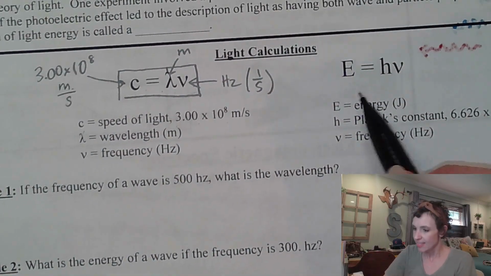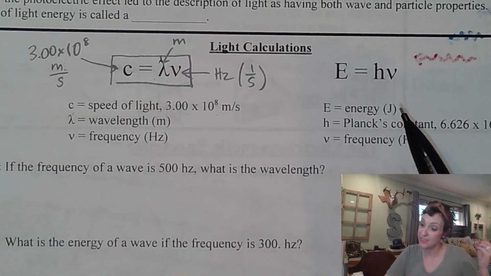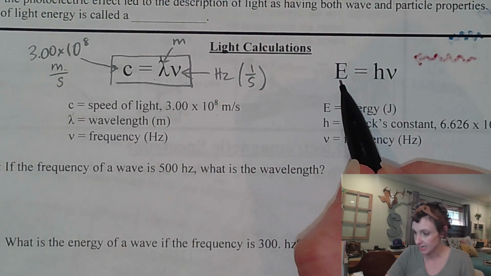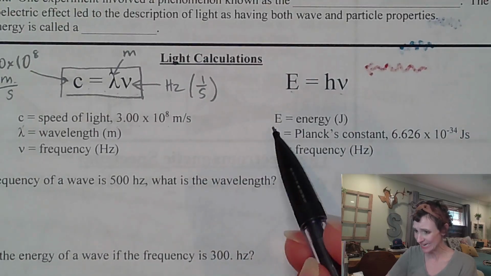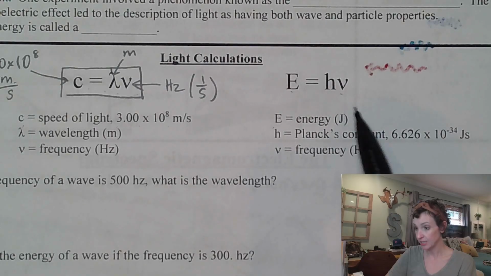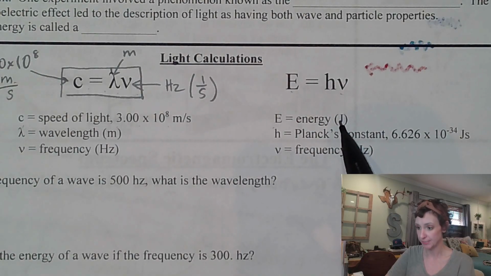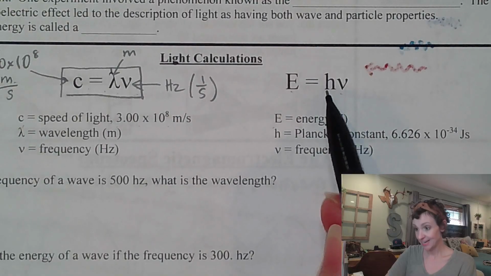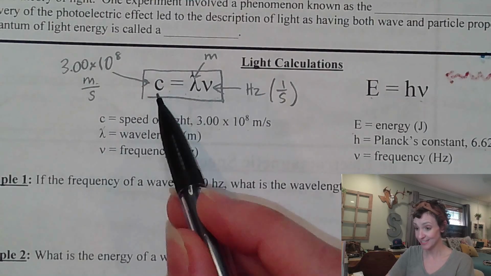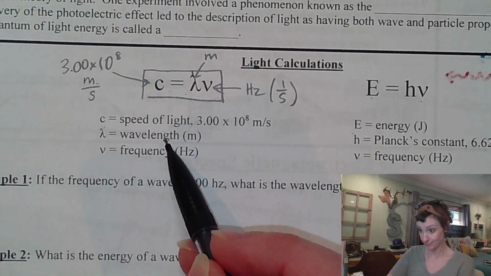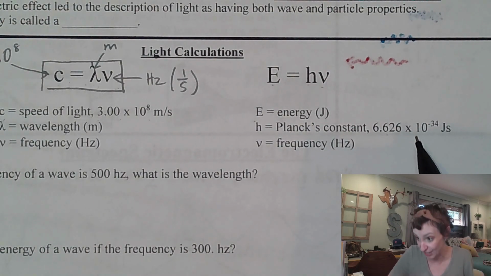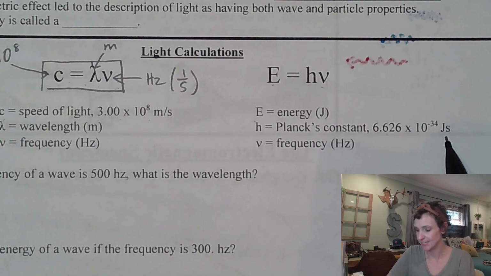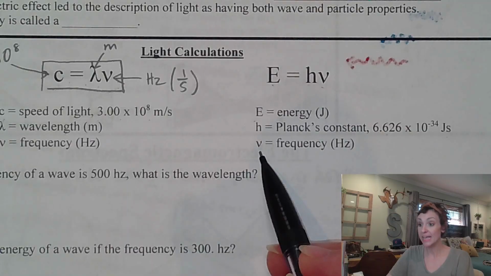All right, now this equation right here shows the relationship between energy and frequency of a photon of light. So E is energy, and its units are capital J. That stands for joules. h is a constant. So we had a constant over here in our first equation, the speed of light. It's always equal to 3 times 10 to the 8th. Well, Planck's constant is always equal to 6.626 times 10 to the negative 34th. Its units are joules per second. And then nu we know as our frequency.